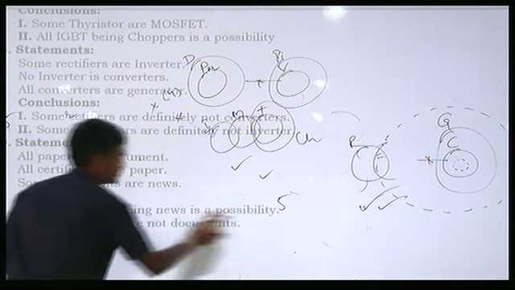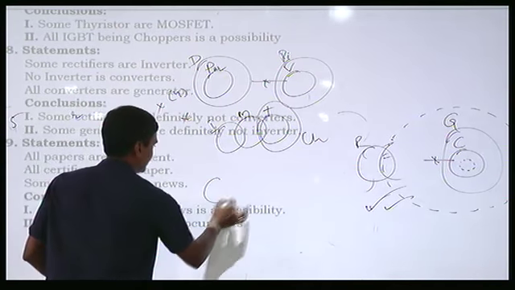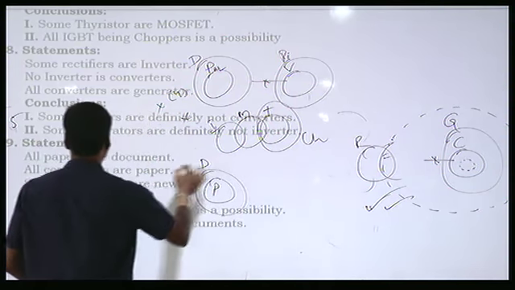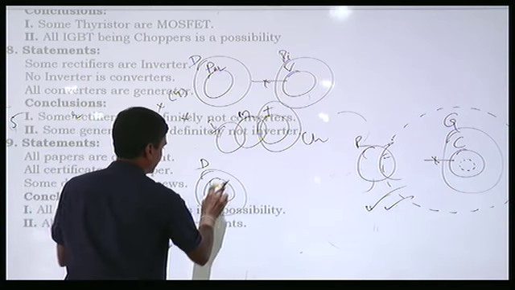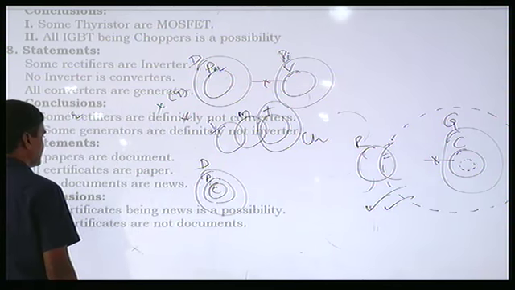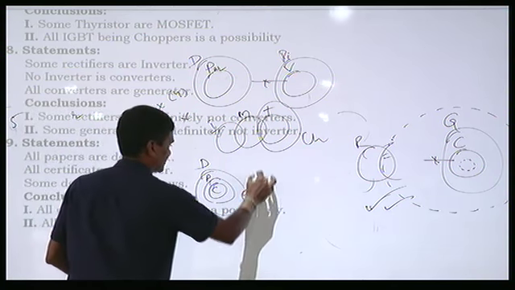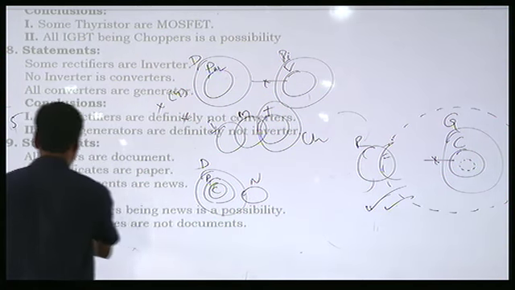And 9th one. What about question number 9? All papers are documents. And all certificates are papers. Then some documents are news. All the three statements are affirmative once again. Then first one, all certificates are news is a possibility, as it is possible.